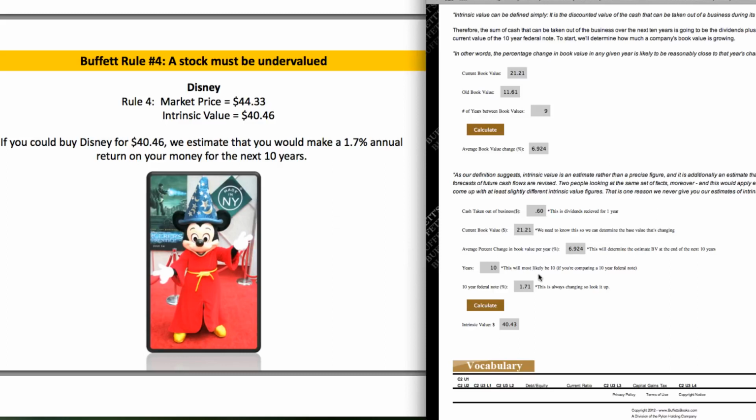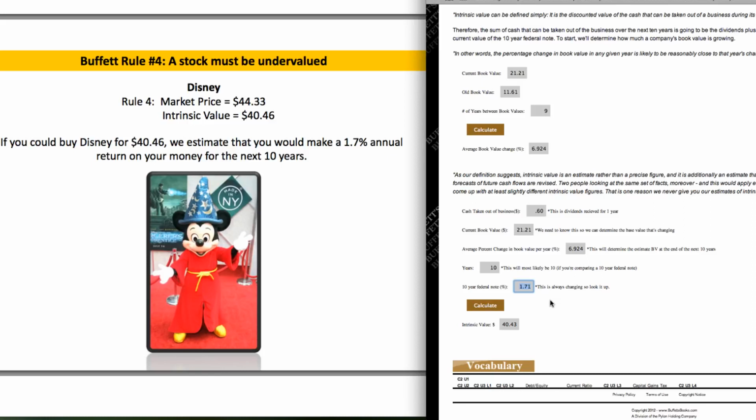When we come back over here to the intrinsic value calculator, we were using the 10-year federal note at 1.71%, and we're using that because that's considered a zero risk investment. So if I was given the choice between buying Disney for $40.46 or investing in a 10-year federal note, which one am I going to choose? Well, obviously I would pick the 10-year federal note because that one has zero risk, where the Disney company has more risk that it might not produce those returns that we estimated. They could be higher, they could be lower.